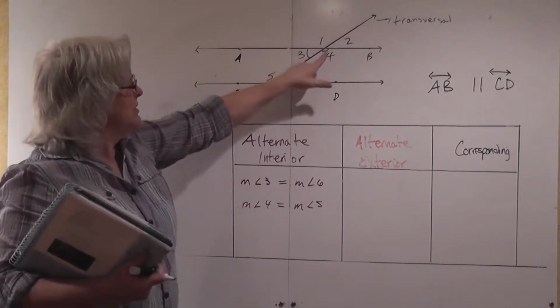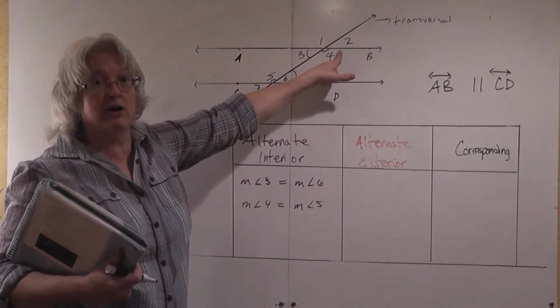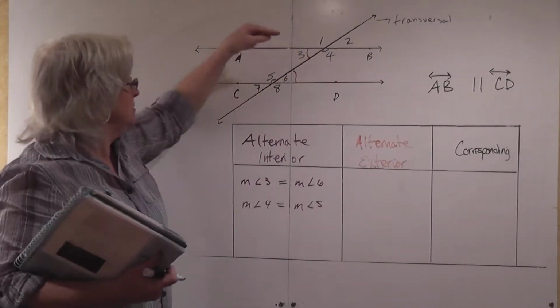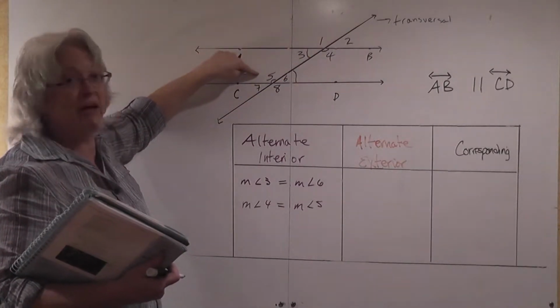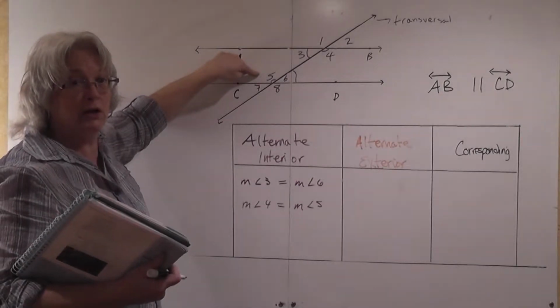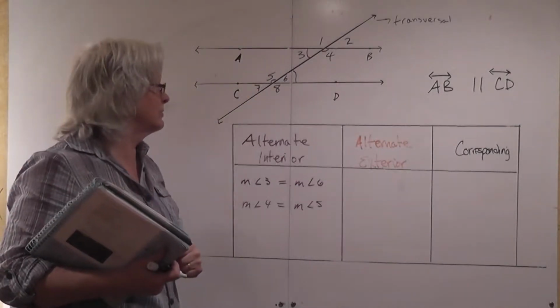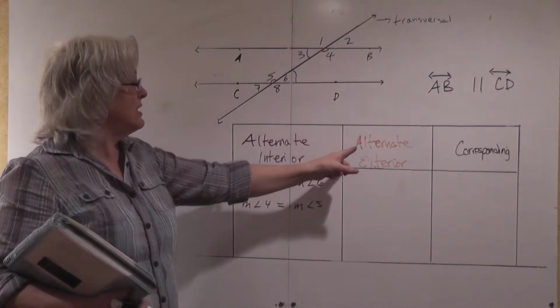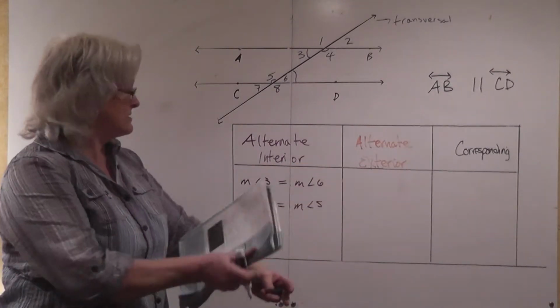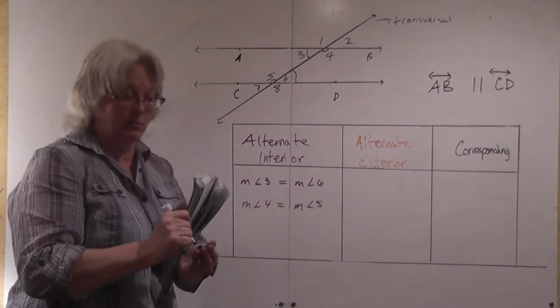If you know that the measure of this angle right here is 120 degrees, you know that the measure of angle 5 is going to be 120 degrees also. That's going to be real important with your geometry. Now, what do you think alternate exterior angles might be?